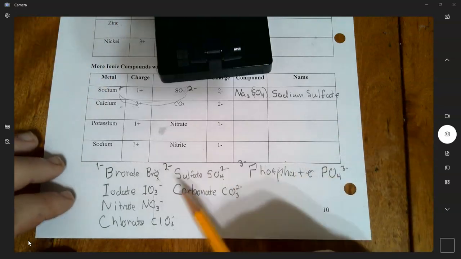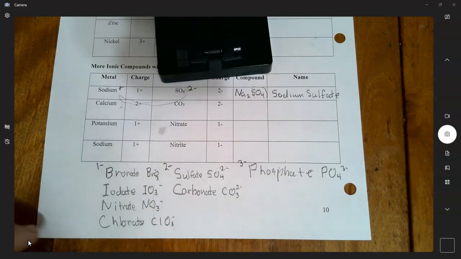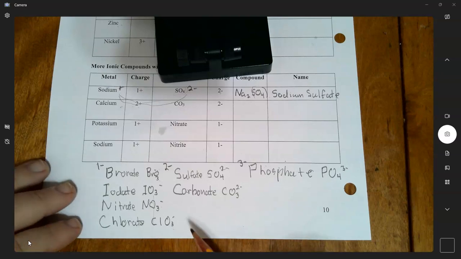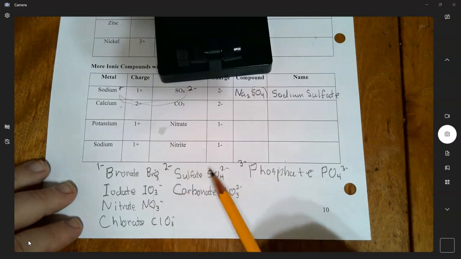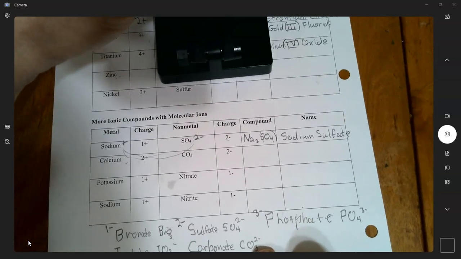So for the charges, remember BINC, SCP. However you remember that, BINC, SCP. And then for the number of oxygens, all of them have 3 oxygens except sulfate and phosphate. That's all you have to remember. They have 4. Okay? Alright, so we're going to come back here.